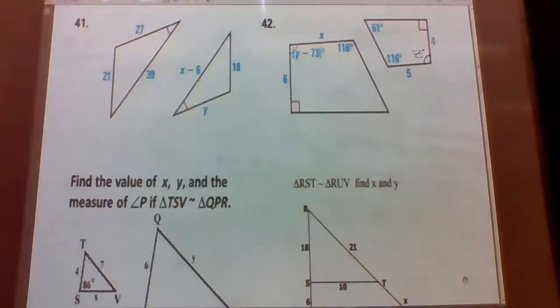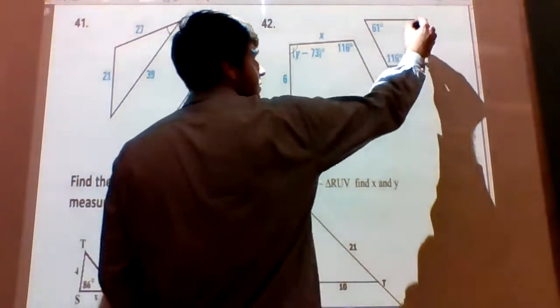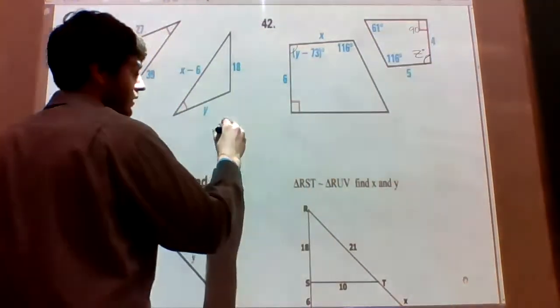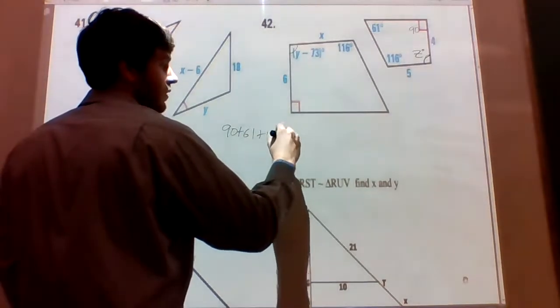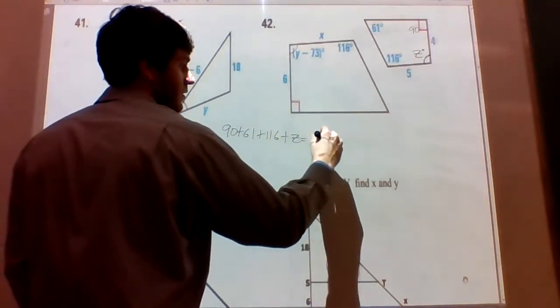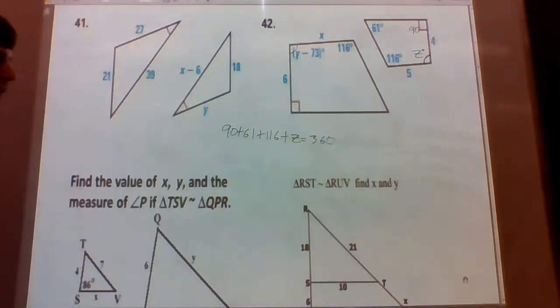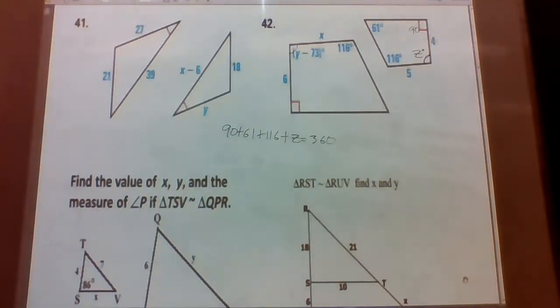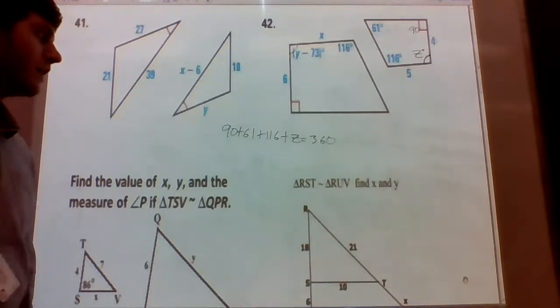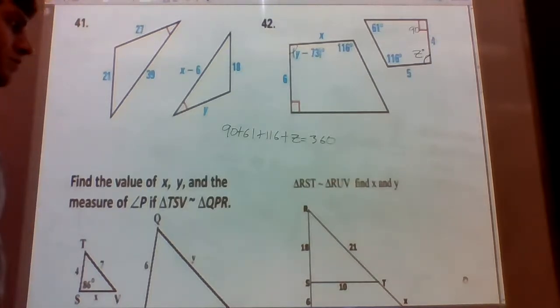What do we know the four angles of a quadrilateral add up to? Well, we know the four angles of a quadrilateral add up to 360 degrees. So if this is 90, 90 plus 61 plus 116 plus Z is going to equal 360. 90 and 61 will give us 151. 151 plus 116 is 267.